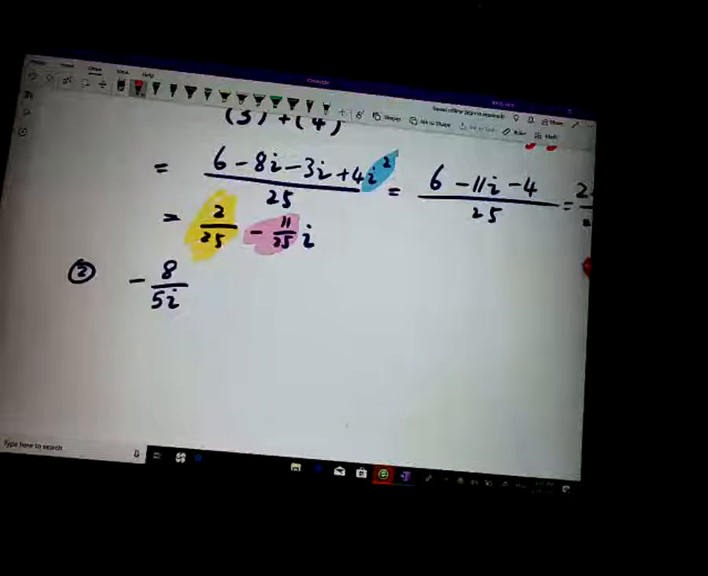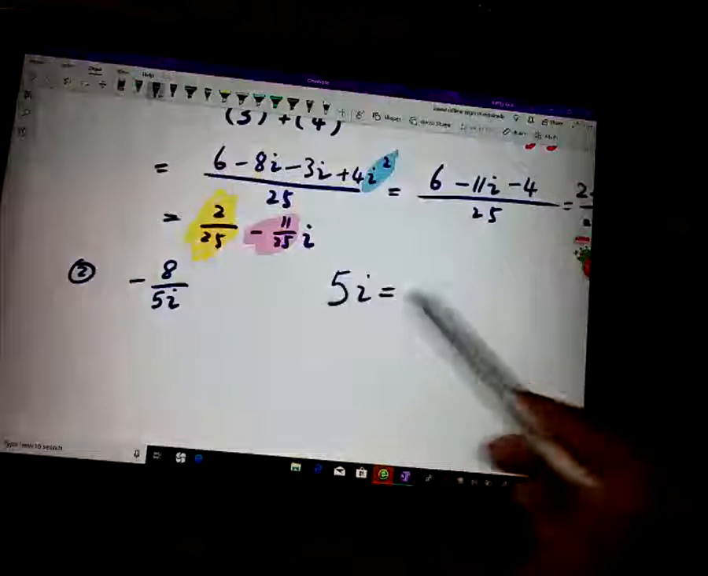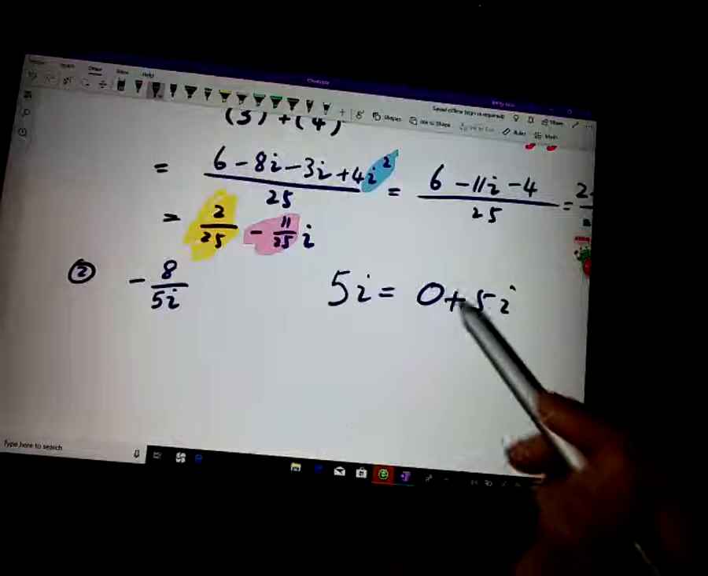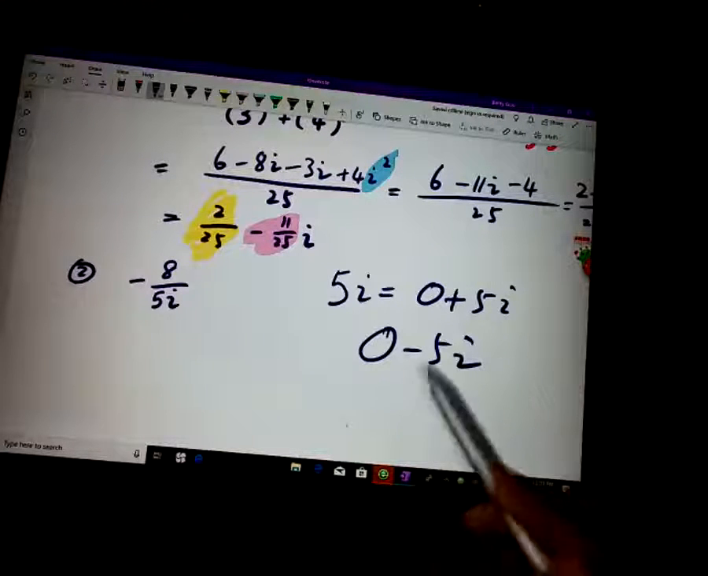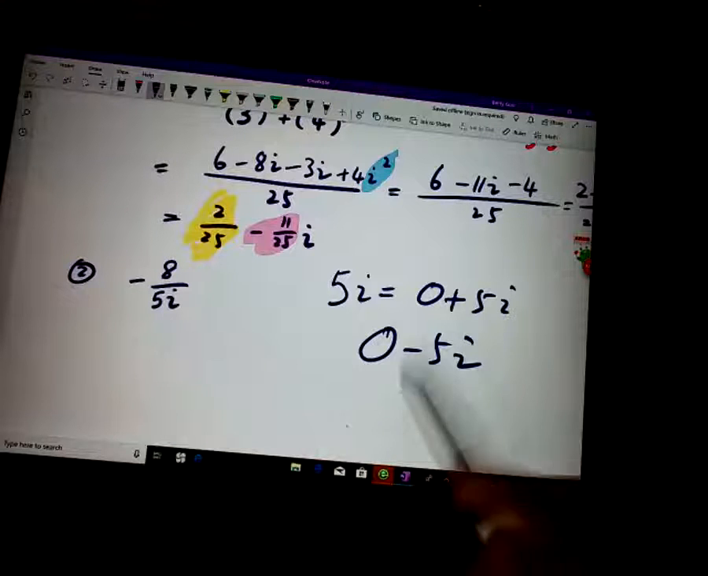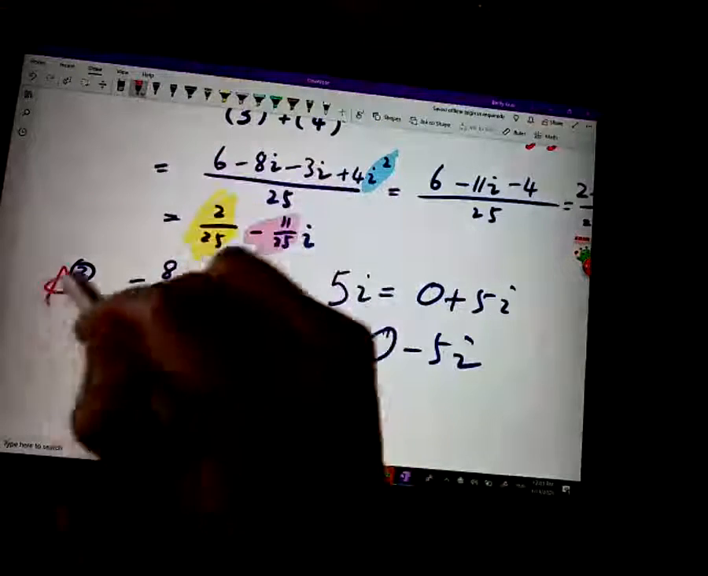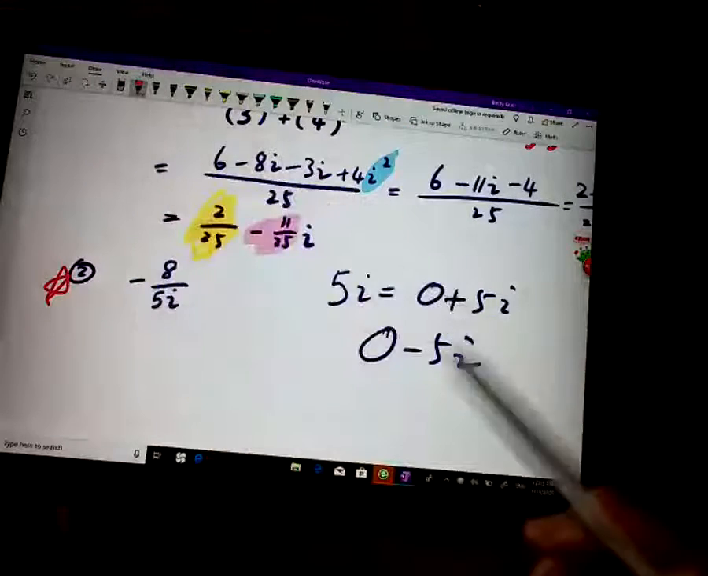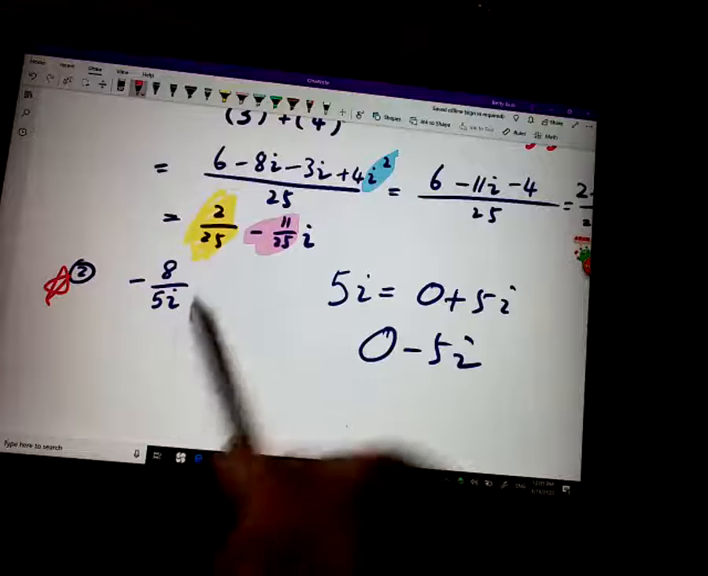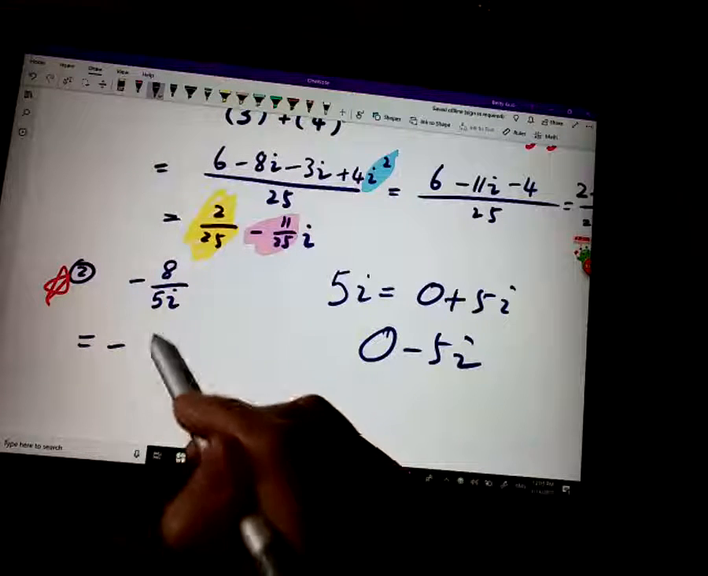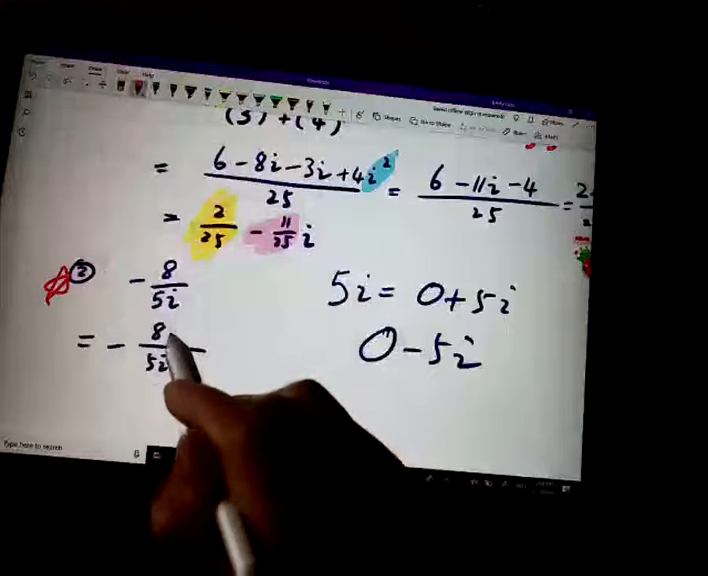Step 1, find the conjugate of 5i, the denominator. If we rewrite 5i in the standard form, we have 0 plus 5i, right? And the conjugate is supposed to be 0 minus 5i. Then we're supposed to multiply both top and bottom by negative 5i. However, this is a special case. We don't even have to multiply negative 5i, which is the conjugate of the denominator. All that we need to do is to multiply both top and bottom by i only.